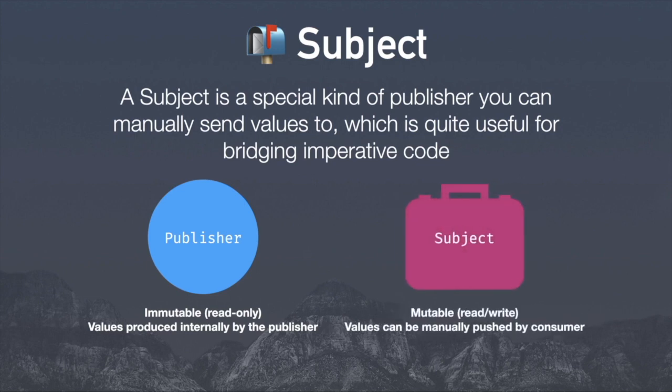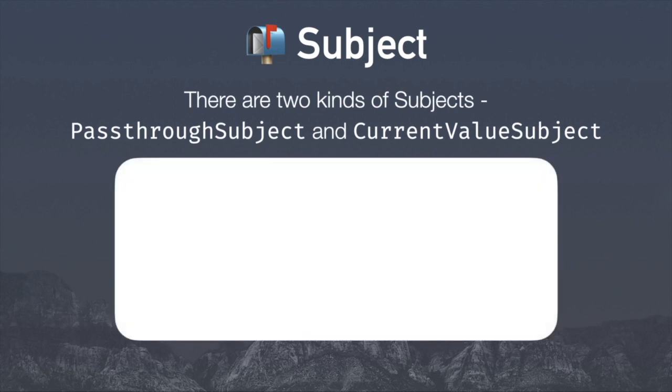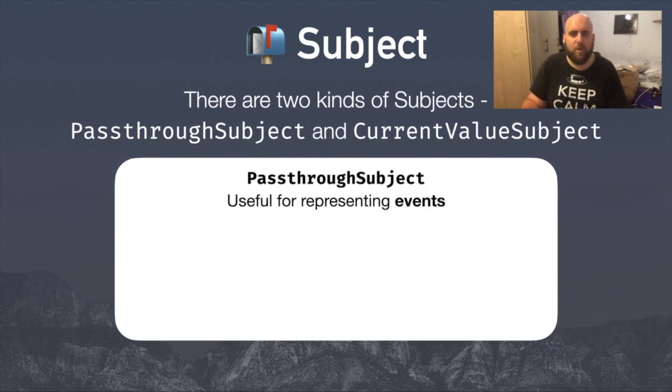As opposed to it, a subject is a read-write entity. You can subscribe to it, but you can also manually send values to it, push values to it. And then they would immediately be sent to all of the subscribers that specific subject has. Combine provides 2 kinds of subject. The first one is called a pass-through subject, and the second one is called a current value subject. And the names pretty much represent them.